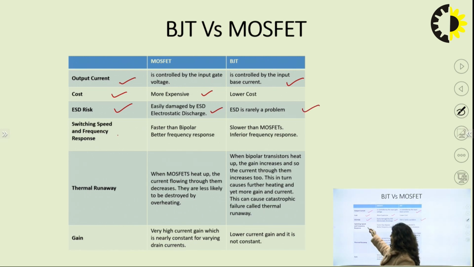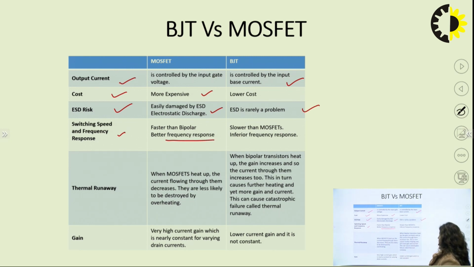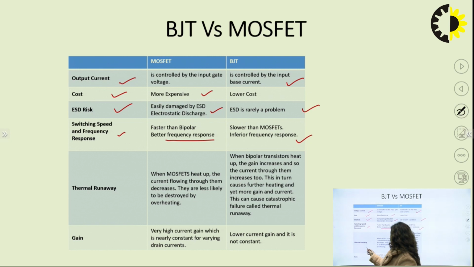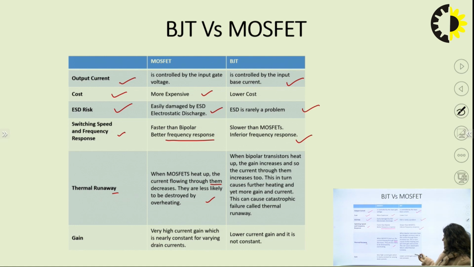Next we have switching speed and frequency response. We can see from the table that MOSFET is faster than bipolar. Better frequency response is shown in the case of the MOSFET, while BJT is slower than MOSFET and has inferior frequency response. If we talk about thermal runaway, when MOSFETs heat up, the current flowing through them decreases. They are less likely to be destroyed by overheating normally. That's why we are using MOSFETs nowadays in various electronic devices.